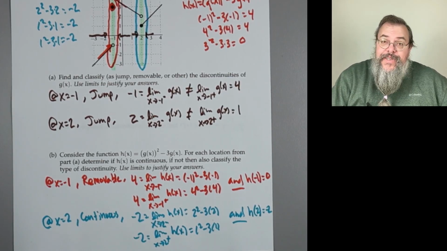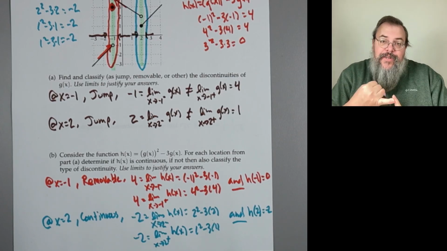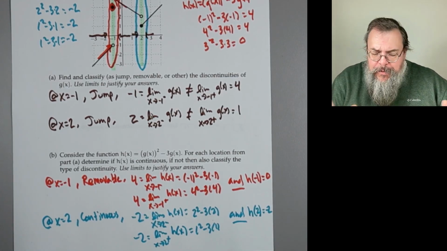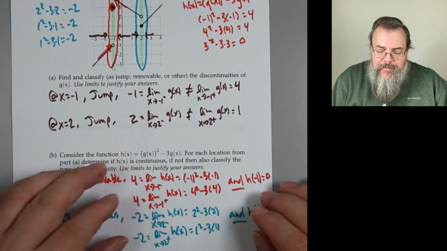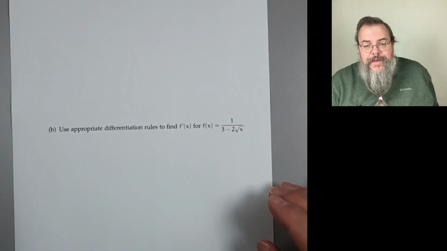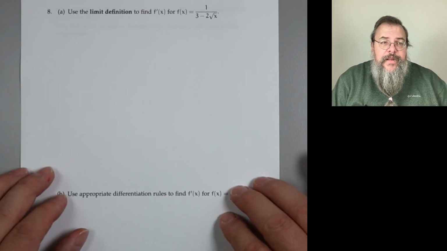So we actually got to see the whole array. We got continuous, removable, and jump. Those are the three main ones. Almost never do we see other. That's just messy. All right, well, whew. We still have plenty of time, plenty of problems. Let's keep going.